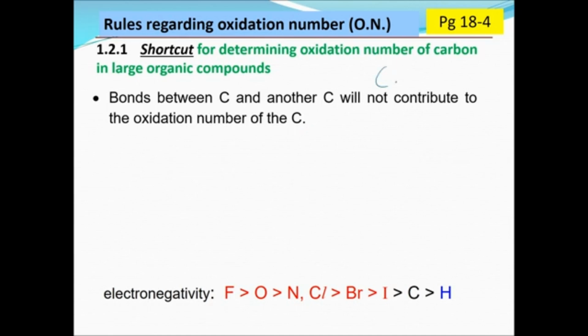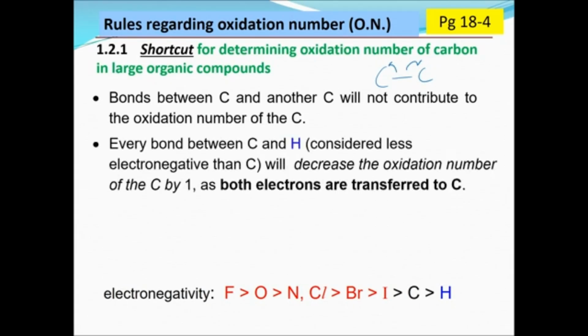Because these two atoms have the same electronegativity, the bond will break in such a way that, if it's ionic, it will not change the oxidation number. Secondly, if there's a carbon and hydrogen bond, we can consider the hydrogen to be less electronegative. In that sense, both of the electrons will be transferred to carbon when the bond breaks in an ionic manner. This gives you a reduction of the oxidation number by 1 for the carbon.